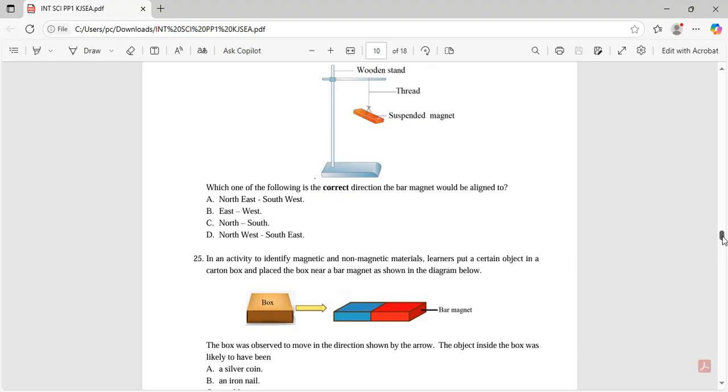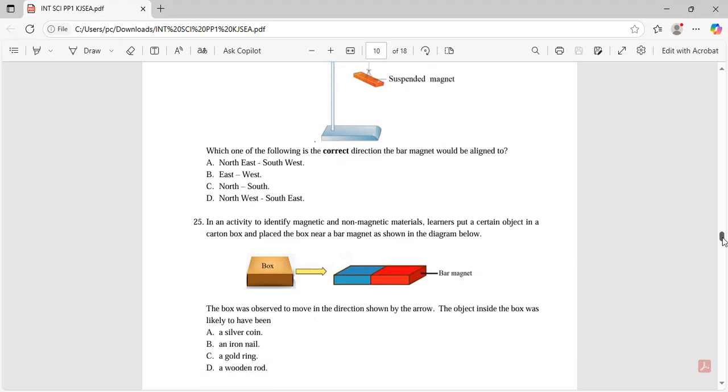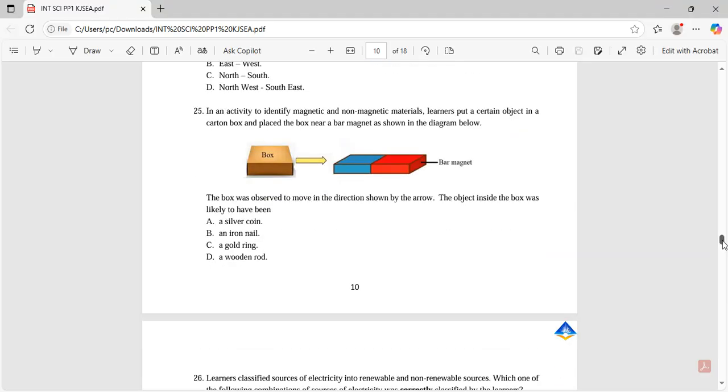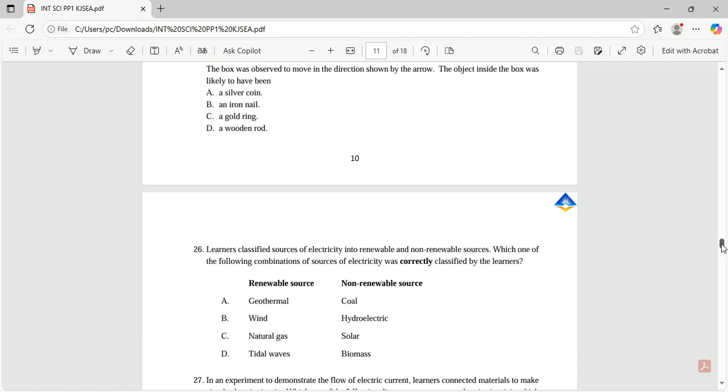In an activity to identify magnetic materials, a learner put a certain object in a carton box and placed the box near the bar magnet as shown in the diagram below. The box was observed to move in the direction shown by the arrow. The object inside was likely a silver coin, an iron nail, a gold ring, or a wooden rod. Definitely the magnetic material is B. An iron nail is magnetic. Iron is totally magnetic.